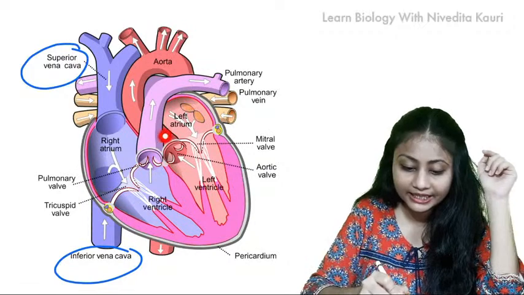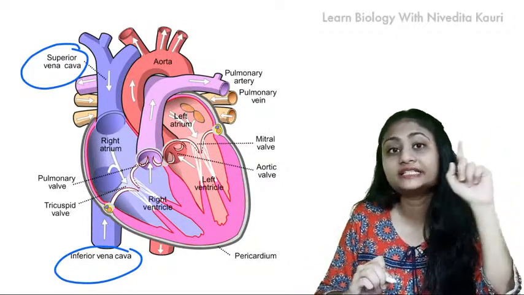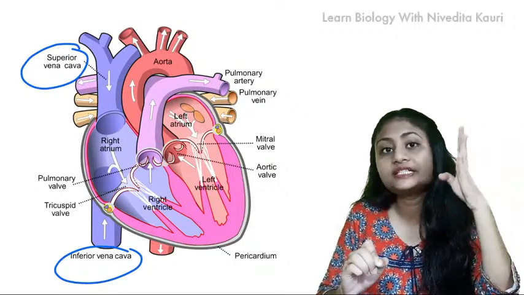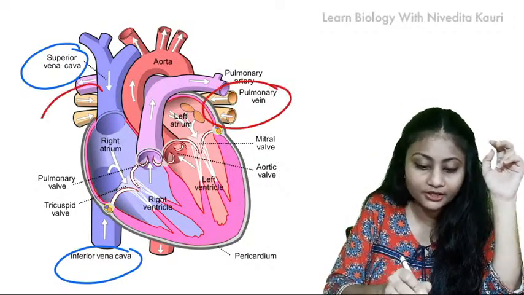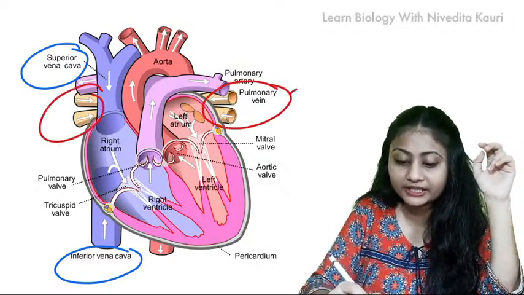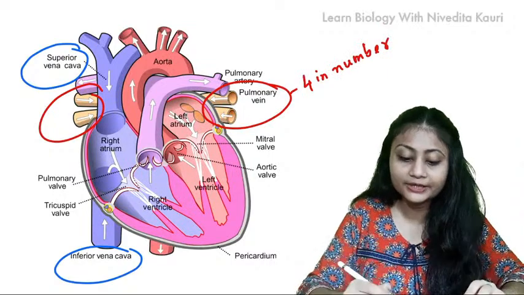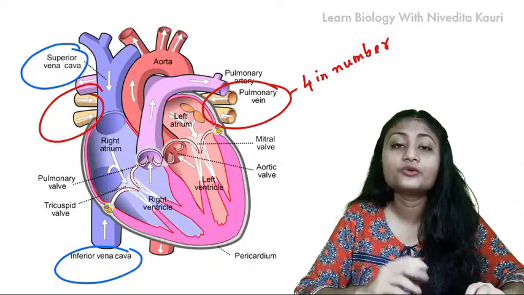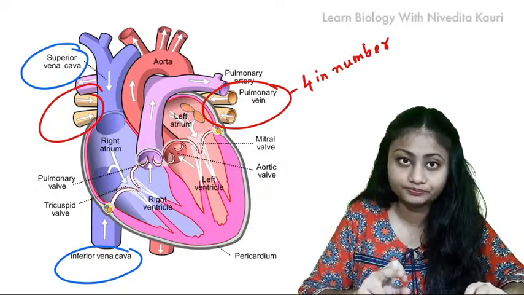Coming to the left atrium. Left atrium receives oxygenated blood which comes from the lungs. It receives the oxygenated blood by two pairs of pulmonary veins. So pulmonary veins are 4 in number. From the left atrium, the oxygenated blood goes to the left ventricle via the left atrioventricular opening.